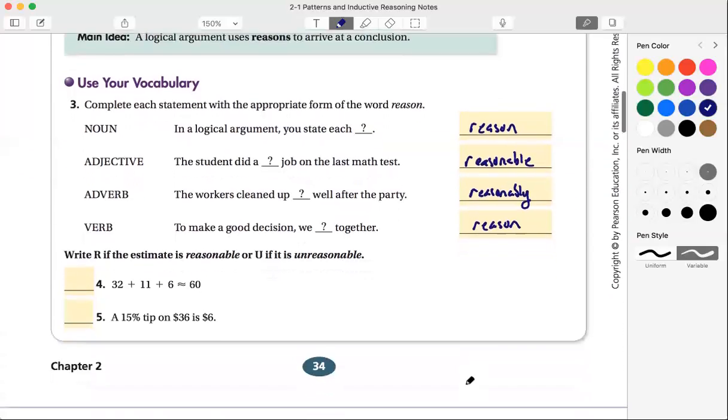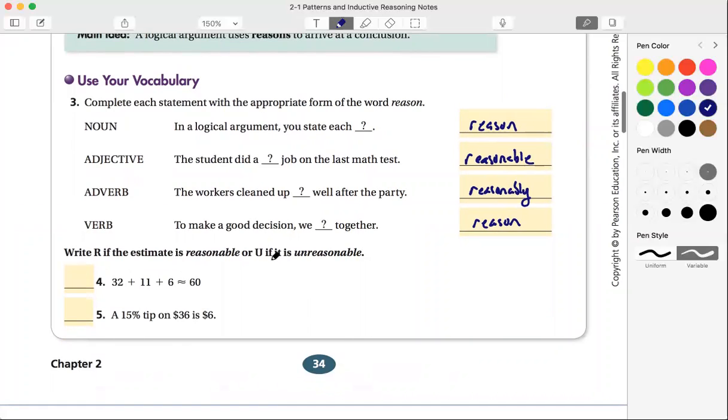All right. So let's write an R if the estimate is reasonable, or U if it is unreasonable. Let's see, 30 plus 11, let's estimate. That's 30 plus 10, that's 40, plus 6, that's about 40, not 60. I'm going to say that's an unreasonable estimate. A 15% tip on $36. Let's say that was $30. 15% would be 10% of 30, which is 3, plus half of that, which is $4.50. So I'm going to say that's a reasonable estimate.